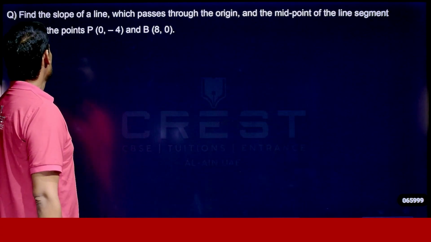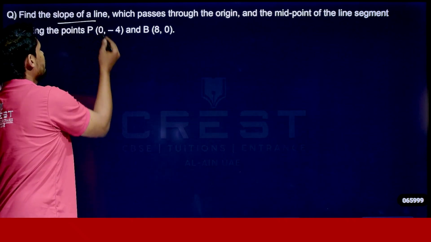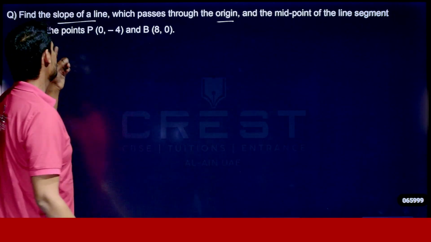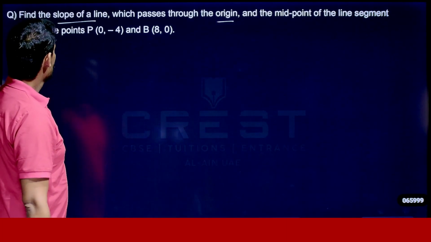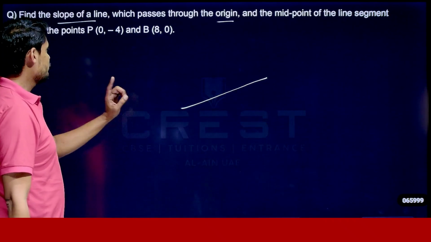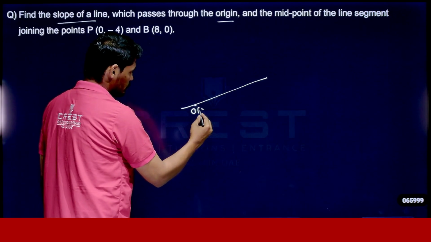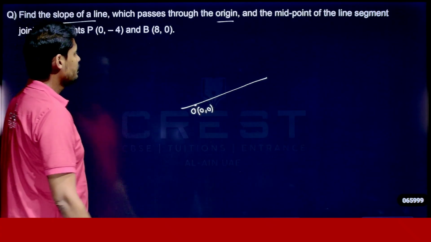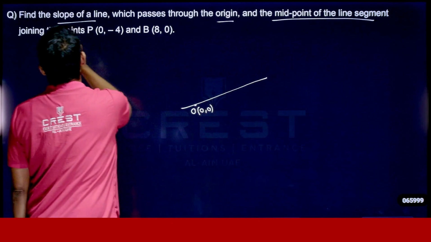Now, find the slope of a line which passes through the origin and the midpoint of the line segment joining the points (0, minus 4) and (8, 0). So what is given? We have a line, and we have to find its slope. This line passes through the origin, so we can mark one point as the origin (0, 0). And we have another line, and what is the condition? The midpoint of the line segment joining the points.